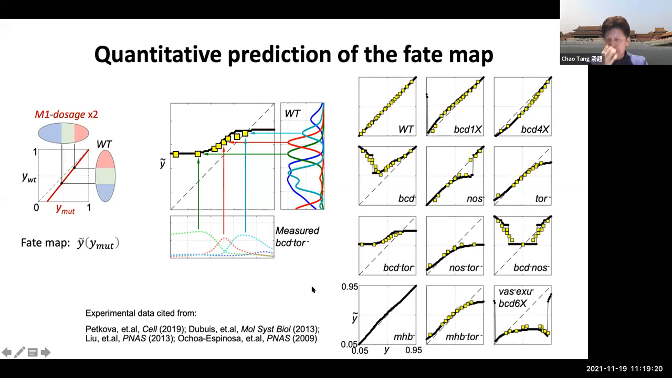And we've done this for all the Drosophila morphogen mutants for which quantitative data are available. So all these are shown here. You can see in all cases the experimental data, the yellow squares, fit very well with our theoretical prediction, the black solid curve. So this is a very quantitative agreement between theory and experiment. And also I emphasize there's no parameter in this prediction. The only input is the morphogen profile, which is measured from experiments.